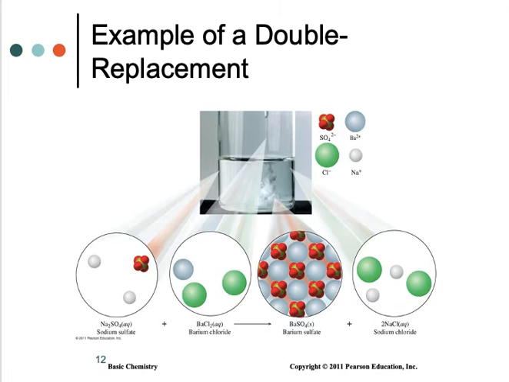Okay, so here's an example. Okay, so here you've got sodium sulfate. Okay, you've got barium chloride. So the barium is going to come off the chlorine and go to the sulfate. The sodium is going to come off the sulfate and go to the chloride. Okay, because they're more suited to the other one electrically or energy-wise, and so they will break apart.